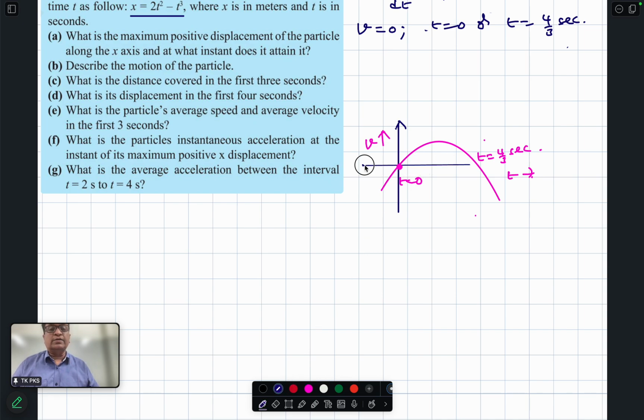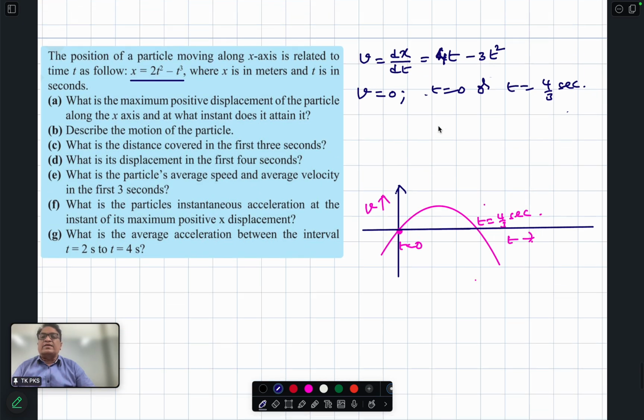No one in the class? After some time it retards. No, exact terminology. Positive throughout the entire part, the direction is towards the positive x direction. Before that, it has a negative x direction velocity. After 4/3 seconds also it has a negative x direction.